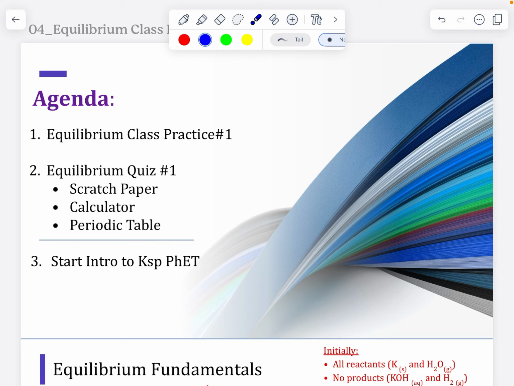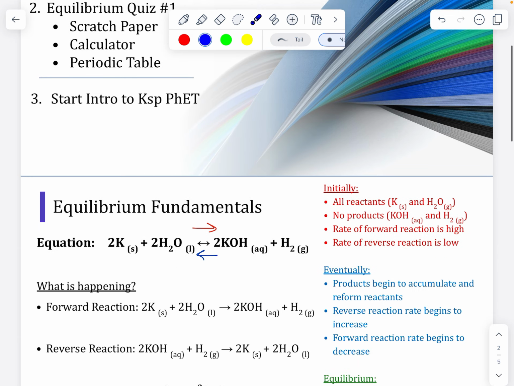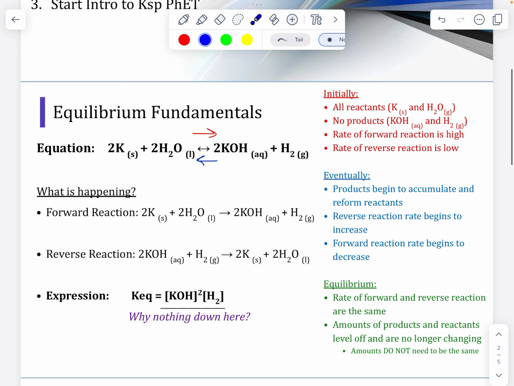All right, this is the equilibrium class practice. Use this to review what we did in class yesterday before completing the equilibrium quiz. So, kind of our fundamental equilibrium fundamentals.